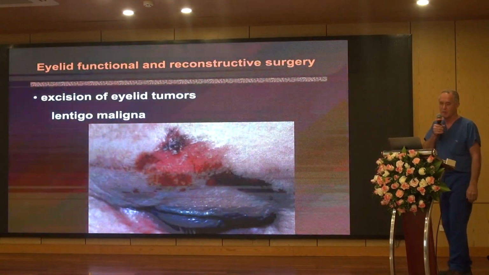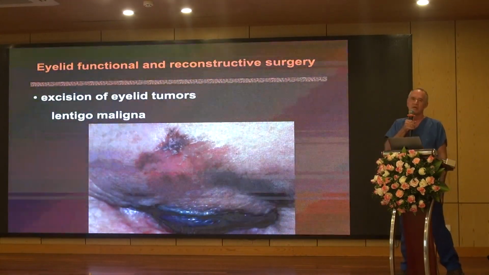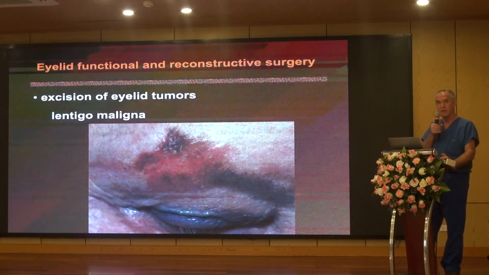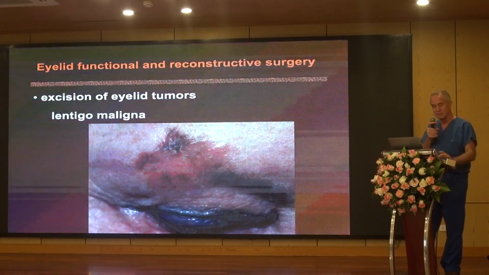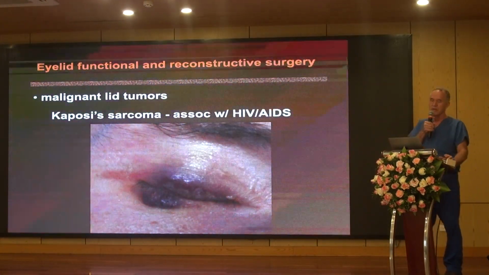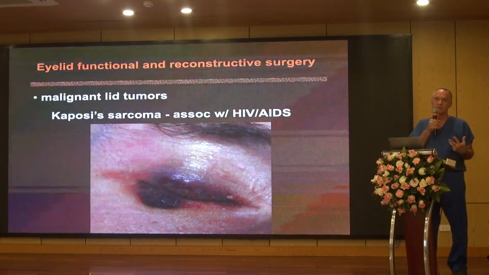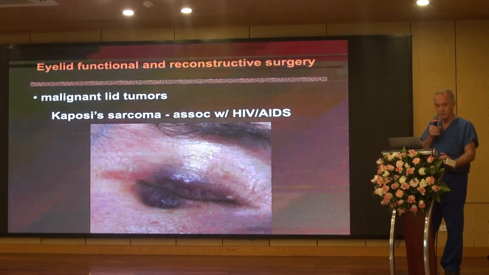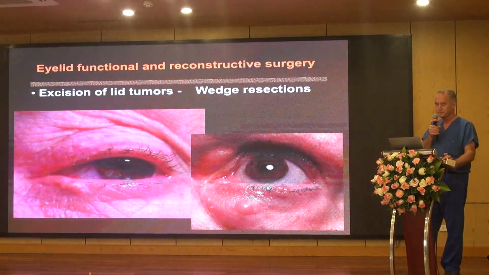This is a lentigo maligna, or basically a melanoma in situ in the surface layers of the skin. These should be fully excised because they can convert into a deep invasive melanoma. This is a Kaposi's sarcoma. Back when AIDS and HIV was much more prevalent, these tumors were commonly seen in patients with immune deficiency syndrome.